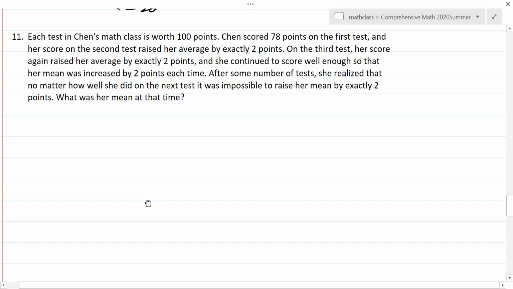Okay, let's understand this question. That means even if you get 100 points, you cannot raise the average score by 2 points. So the idea is you have to denote the test scores as x1, x2, x3, and so on. We don't know how many tests there are.